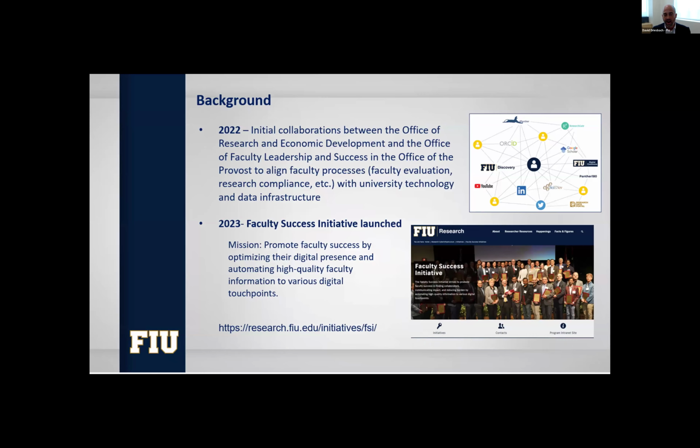There's been a lot of hard work prior to 2022. We've been a member of the ORCID community for a number of years, and we've had a lot of collaborations across our institution with the library and other stakeholders to build out different infrastructure, of which some of it we're going to talk about today.